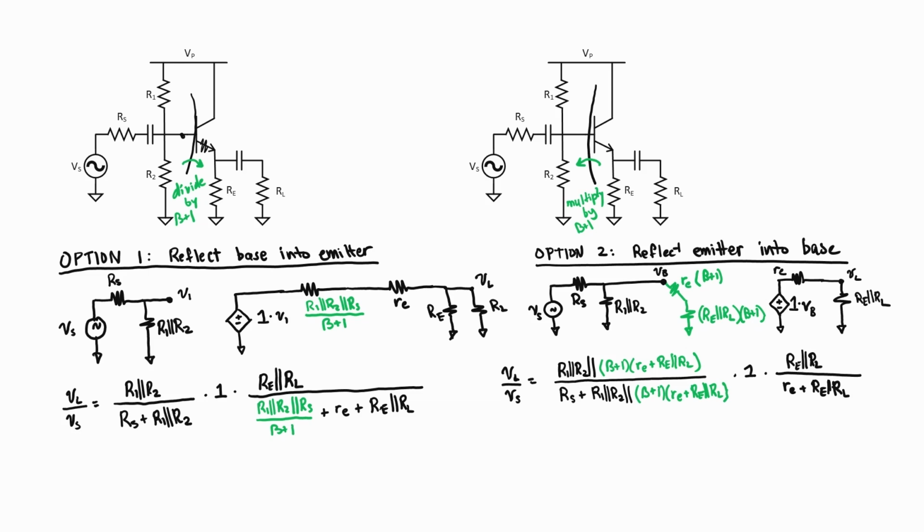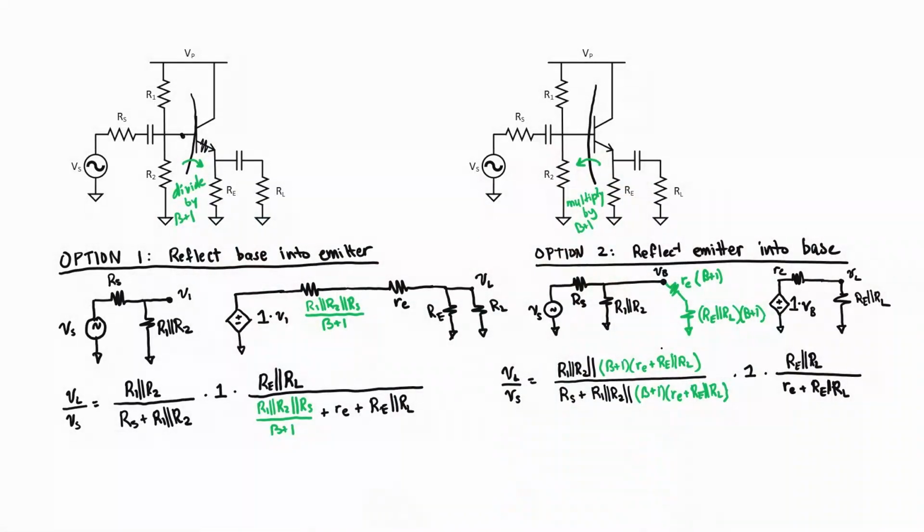In both of these expressions, I've used green to show where we used impedance reflection. In option 1, we reflected the base impedance over into the emitter. It wound up here in the denominator. In option 2, we reflected the emitter resistance over into the base, so it wound up here in 2 places on the input side. It's not immediately obvious that these 2 expressions are the same, but they are. It's just not so easy to tell that they're the same.